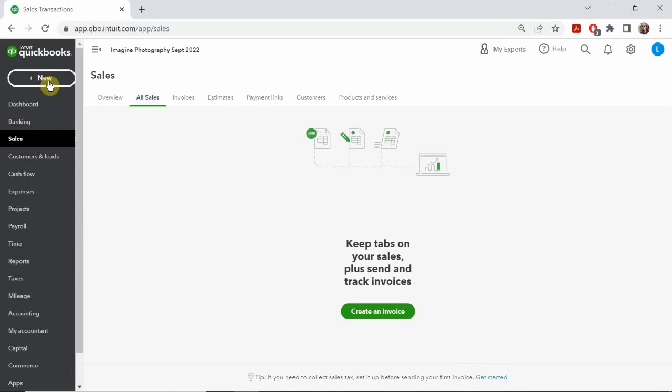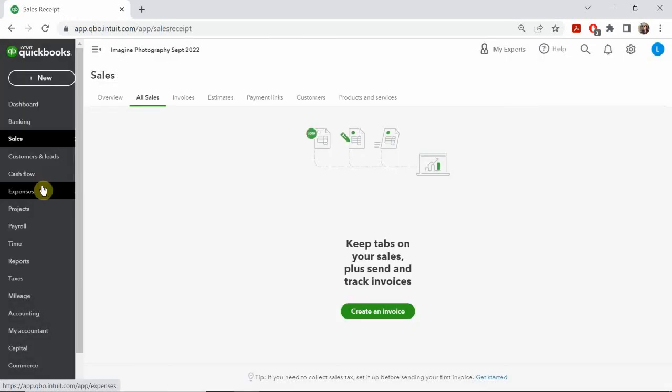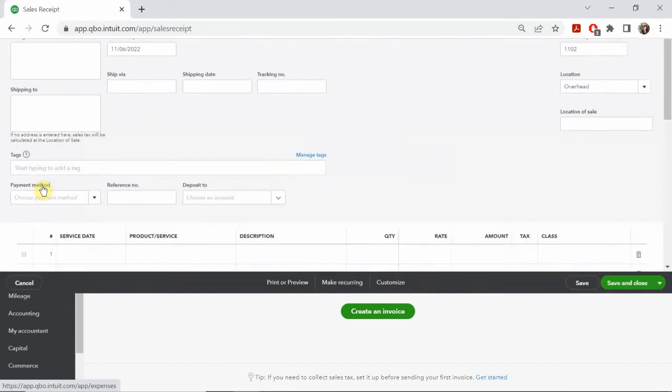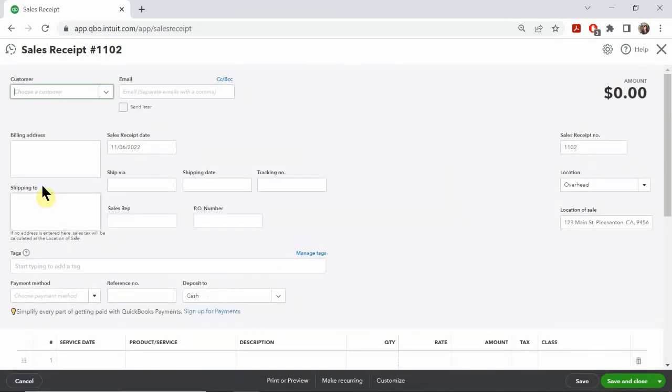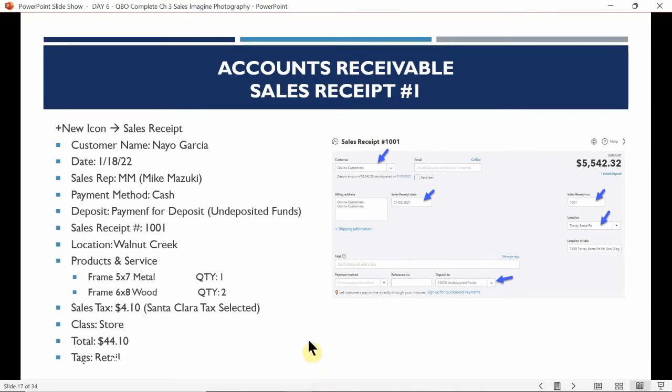So my first thing I'm going to do here is go to my plus new icon, and then we have options here, and I'm going to record my first sales receipt. Because we're going to sell a product or service to a customer and collect the form of payment right then and there. My customer is going to be Neo Garcia, and we're going to have it on the 18th of January.